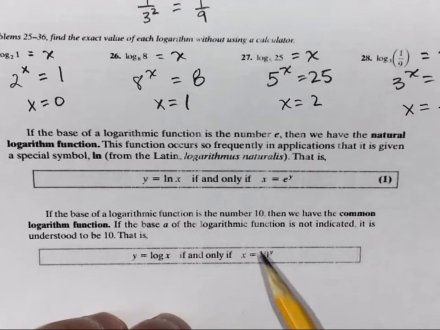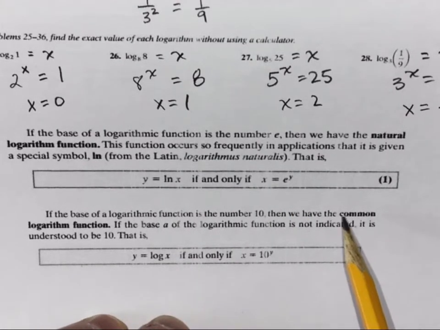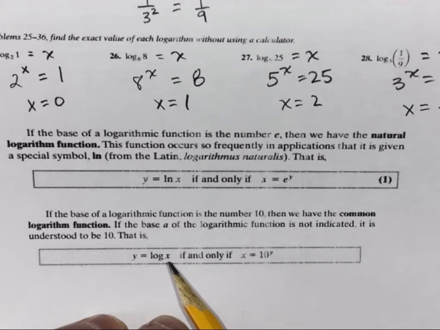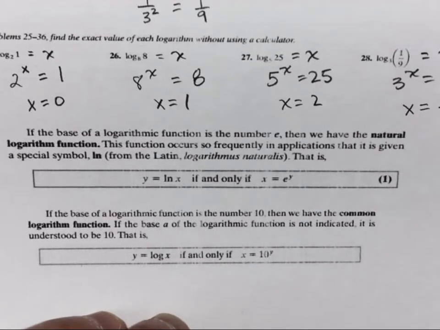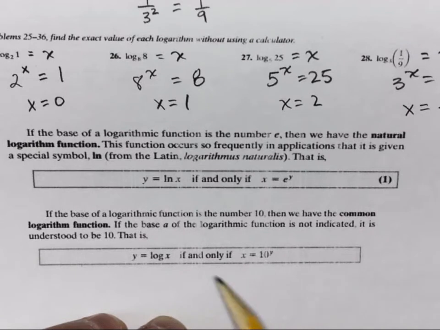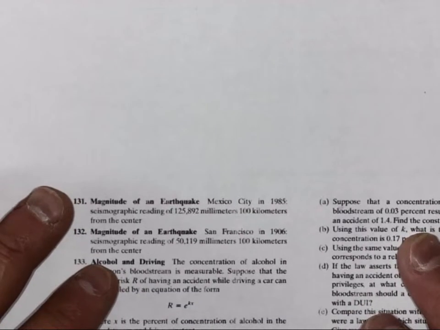Okay. And then we already talked a little bit about this, but common log is base 10. So if you don't see a base with your logarithm, you assume that it's base 10. And that's a common log. And so you can go back and forth between those two using these ideas. Okay, similar to what we did up here. So let's take a look at some of these examples.